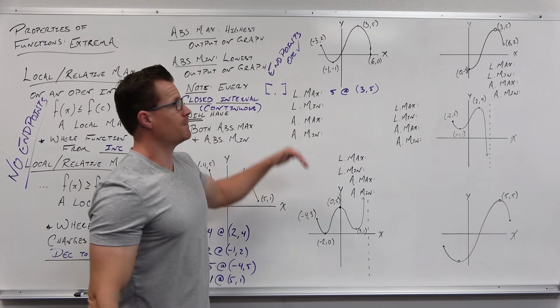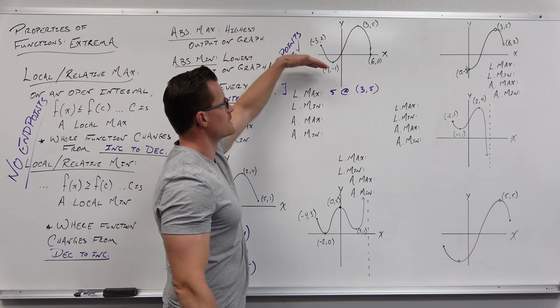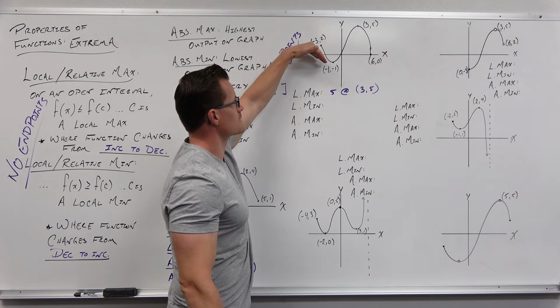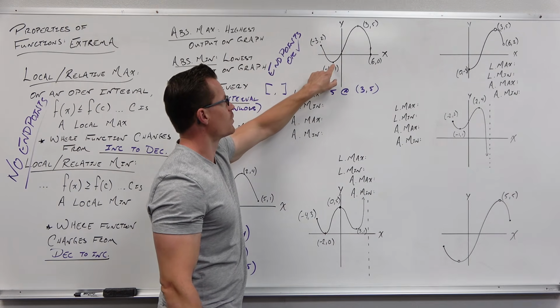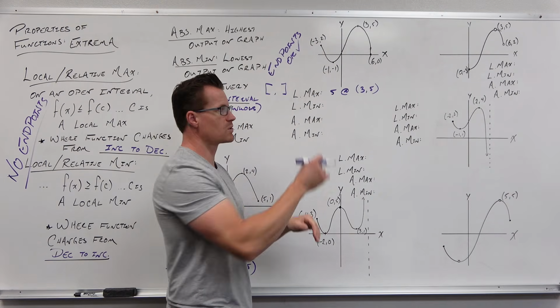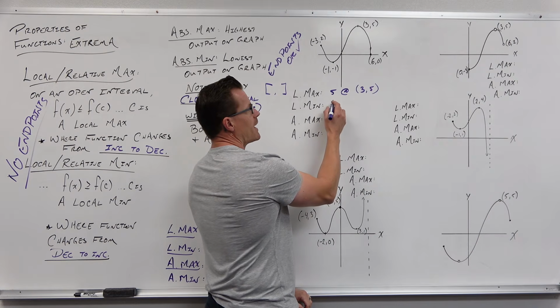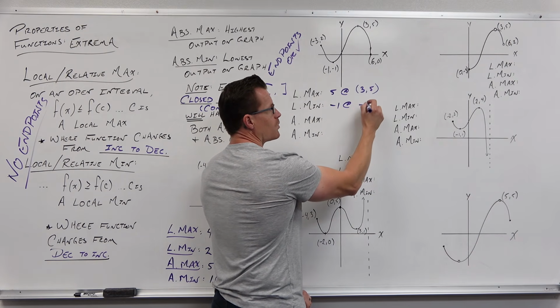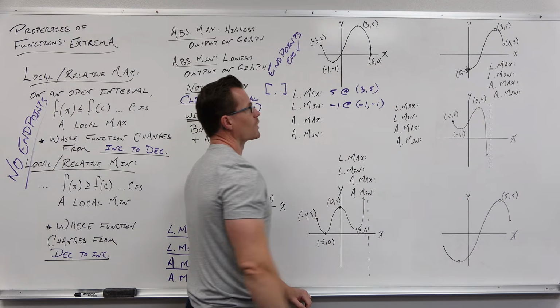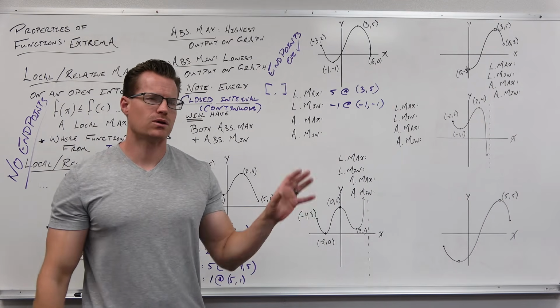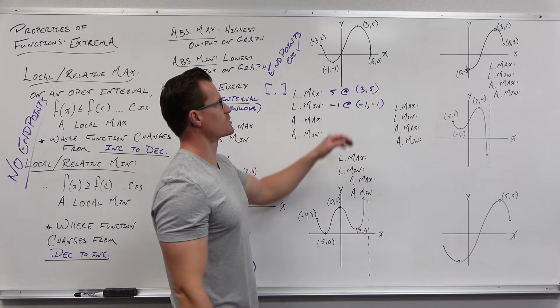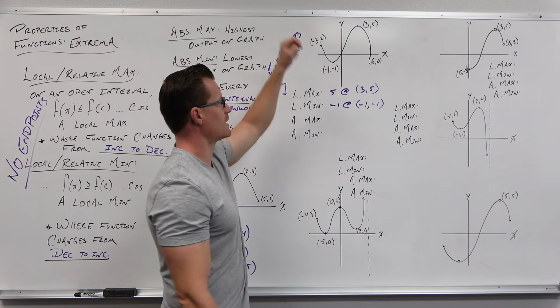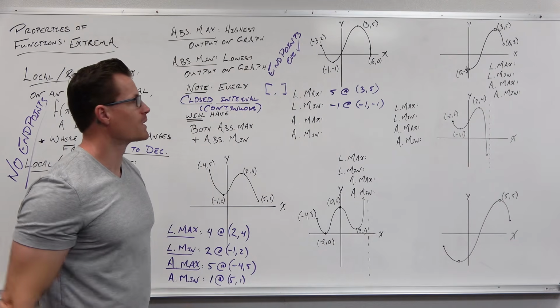We also have a local min. So where we change from decreasing to increasing. Okay, we've decreased. Okay, now we're increasing. That point right there, where we change from decreasing to increasing, it's a little trough. That local minimum is -1. That's our output value at the point (-1, -1). That's where that occurs. We never include endpoints for local max or min. So this endpoint cannot be included because we don't have an open interval.